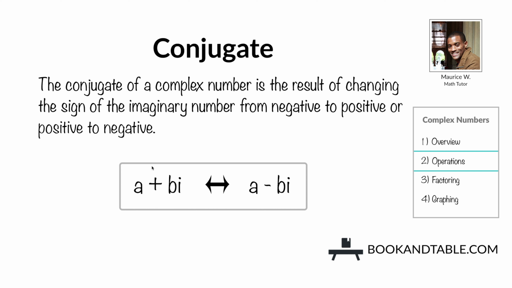The conjugate of a plus bi is a result of switching the imaginary number sign from a plus to a minus. So the real number is left alone, but the sign of the imaginary number changes. This is also true if the real number is negative. For a complex number with a negative real number, you keep that same negative real number and you switch the sign of the imaginary number.